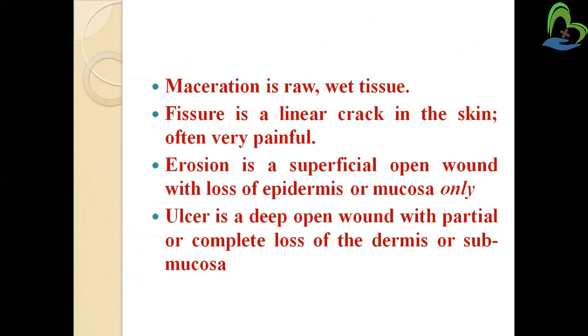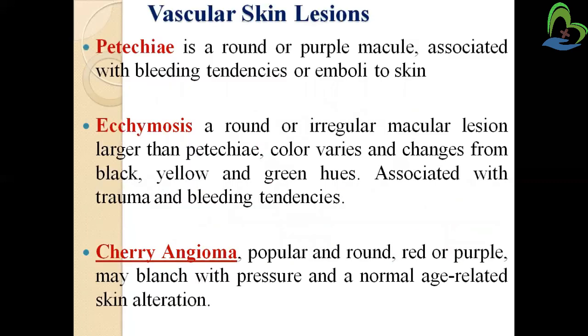The last one is ulcer. It is a very deep open wound with partial or complete loss of dermis or submucosa. Then the vascular skin lesions. We have already seen petechiae. It is a round purple macule associated with bleeding tendency or embolitis skin.